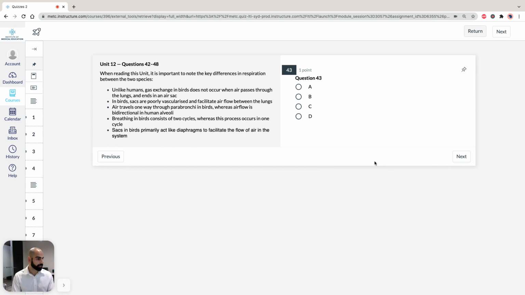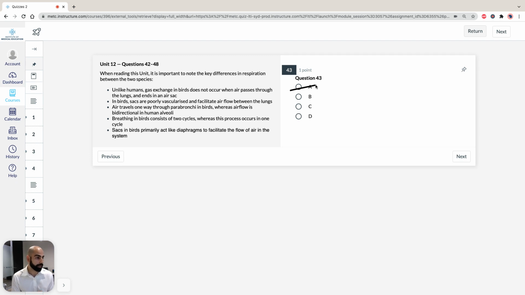So if we move on to 43. 43 asks, unlike the human respiratory system, in the system of the bird, what do we see? If we take a look quickly, A says the lungs are not vascularized. In birds, the anterior and posterior sacs are not vascularized. For the lungs, there's no mention of lung vascularization in the stimulus. So we could just knock that one off. It's incorrect because we haven't been told about lung vascularization.